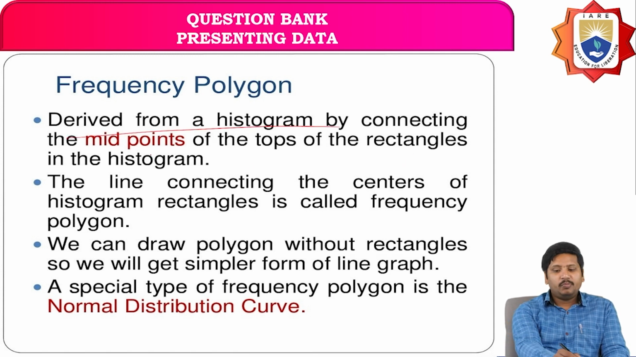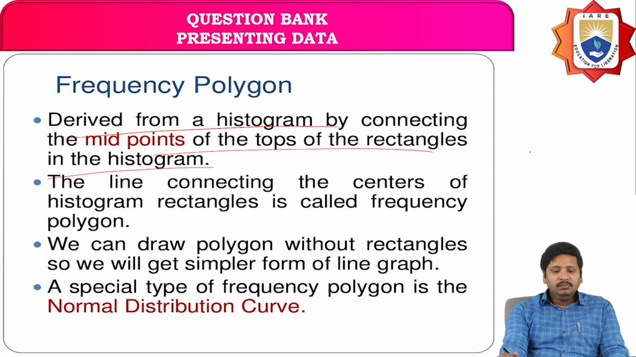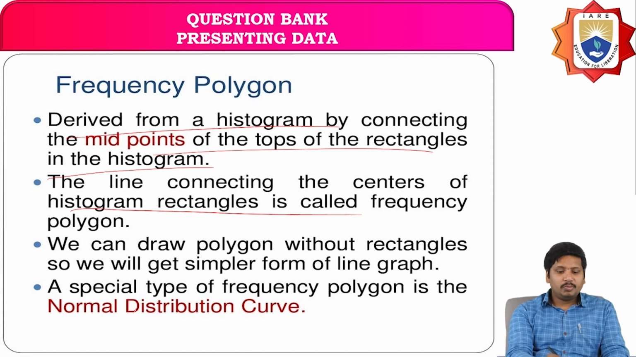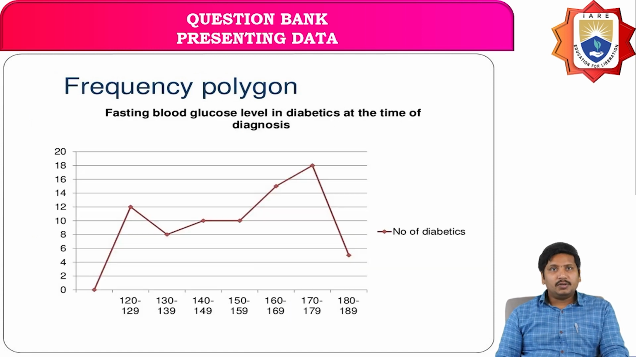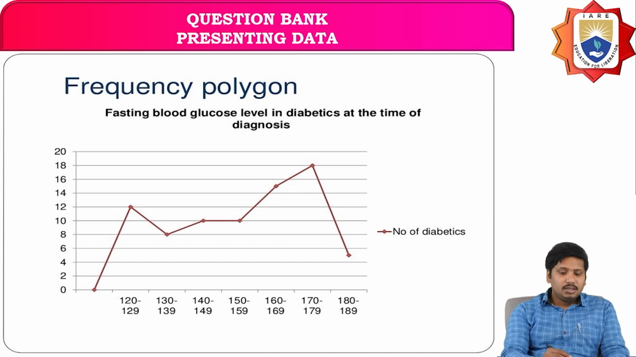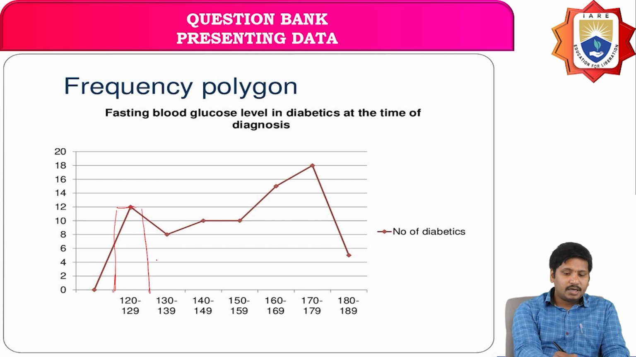By connecting the midpoints of the tops of the rectangles in the histogram, the line connecting the centers of the histogram is called a frequency polygon. Normally, a special type of frequency polygon is called the normal distribution curve. See here, how this is constructed: by joining the midpoints of the rectangles.